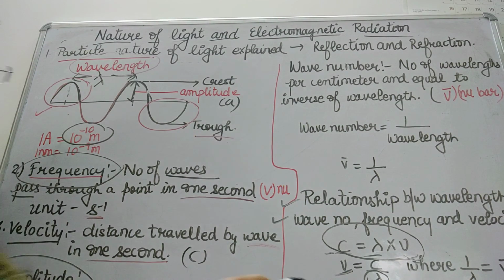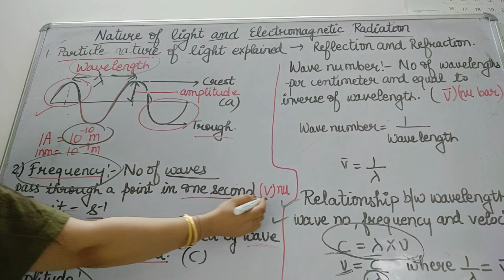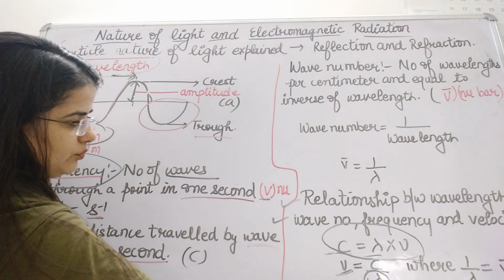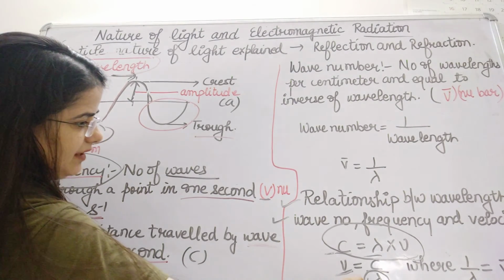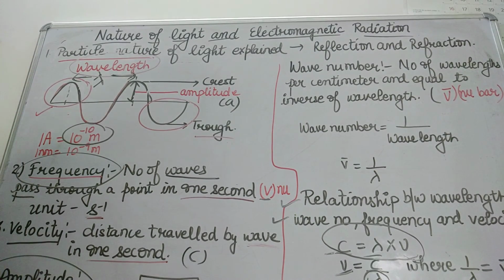So the expression which arrives here is: frequency is equal to speed multiplied by wave number. This is the frequency symbol, and frequency is equal to velocity multiplied by wave number. So you can write it once again: nu equals c times wave number. This is an important expression to solve many numerical problems. Thank you.